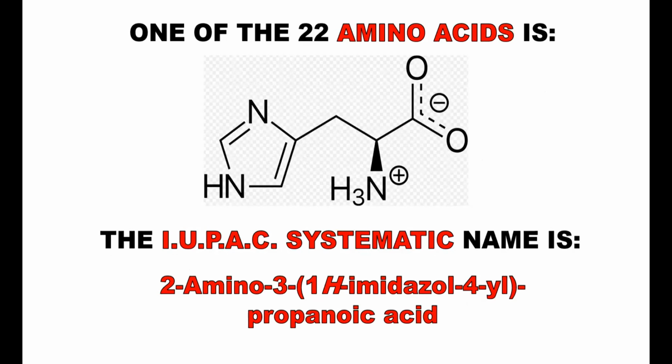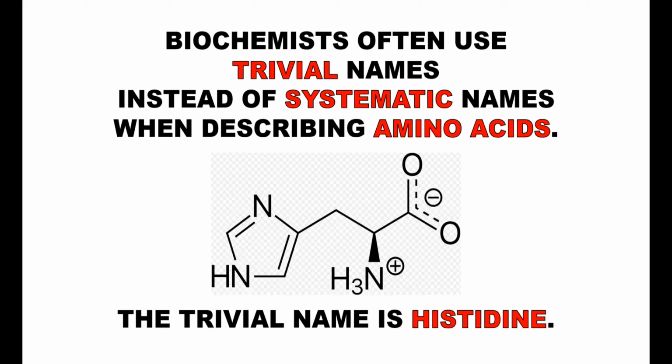For example, one of the 22 amino acids is shown as a two-dimensional chemical structure at the top of this slide. The IUPAC systematic name for that is 2-amino-3-(1H-imidazol-4-yl)propanoic acid, a very long and complicated name. Biochemists often use trivial names instead of these systematic names when describing amino acids because they're shorter and easier to use. The trivial name for this same structure is histidine.